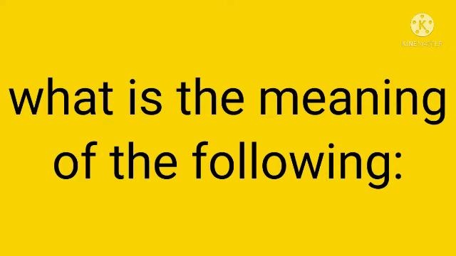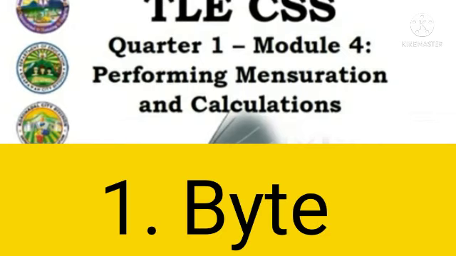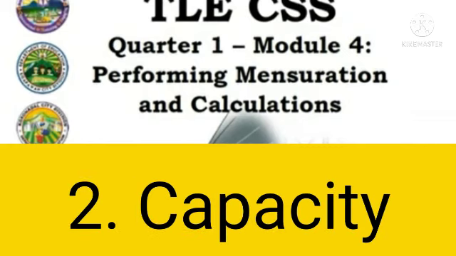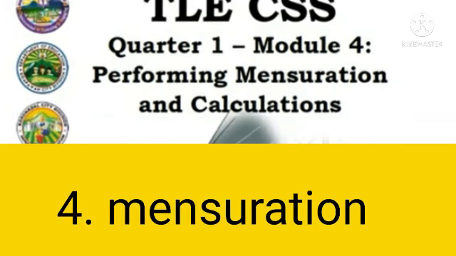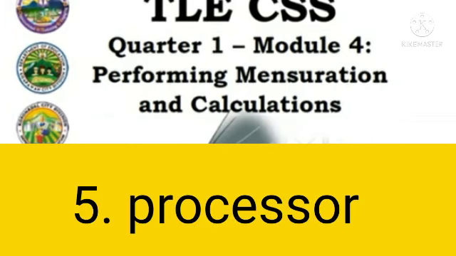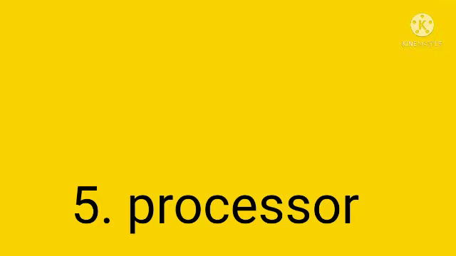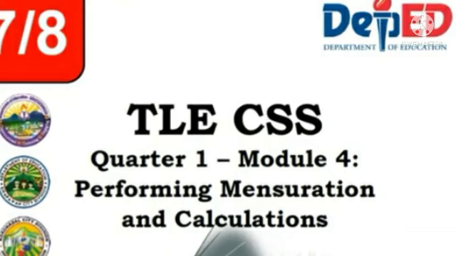So answer this question. What do the following mean? Number 1, byte. Number 2, capacity. Number 3, gigabyte. Number 4, mensuration. And number 5, processor. You answer this on one whole sheet of paper. After answering that, let's move on to lesson 2, carry out measurement and calculations.